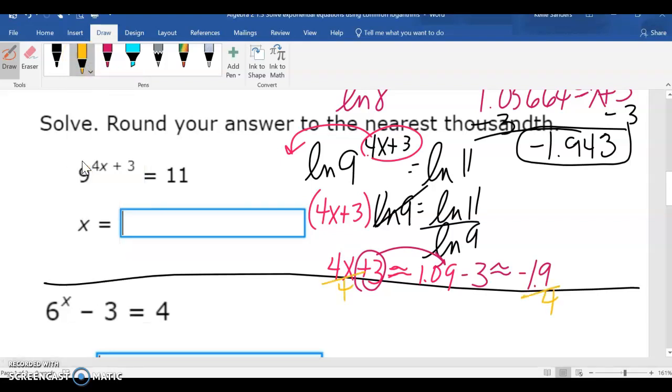So we're going to keep negative 1.908670831 in the calculator, and I'm going to hit divide by 4, enter, and now I am going to round to the nearest thousandth. So negative 0.477.